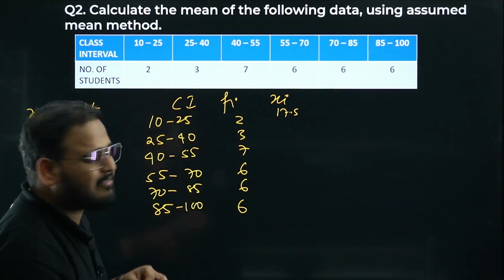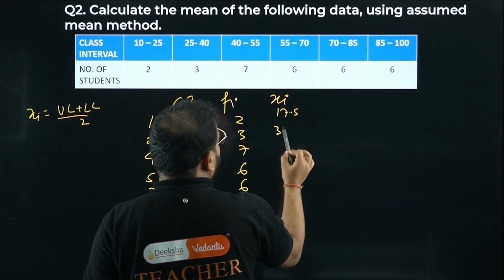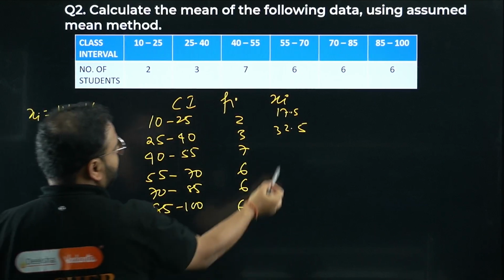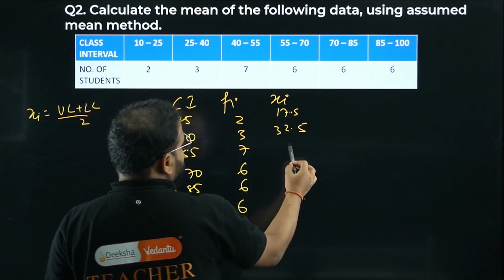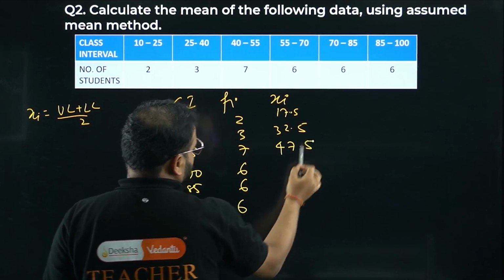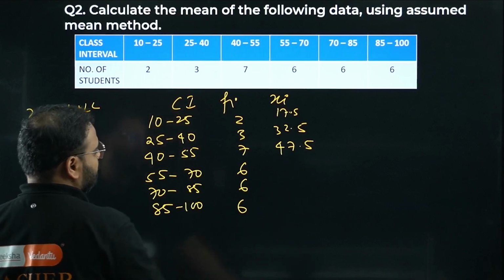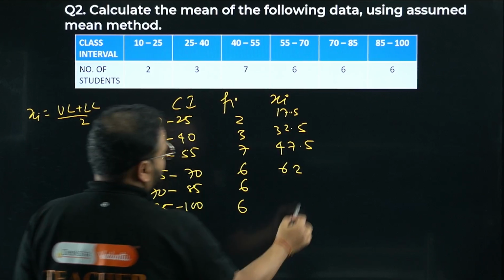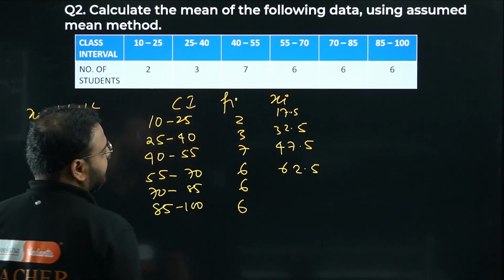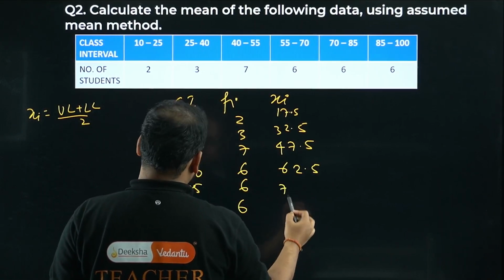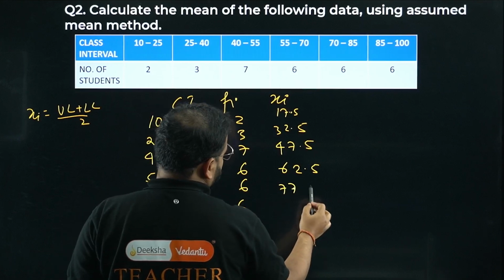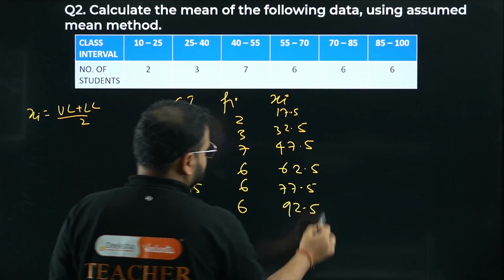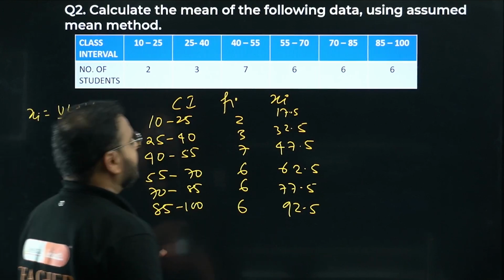40 plus 25 is 65 by 2 will be 32.5. You can see difference is 15 all the time, so I can add 15 over here. So 47.5, again add 15, we're gonna get 62.5, add 15 again, 77.5, add 15 again, so 92.5, right? 92.5. xi is now known.